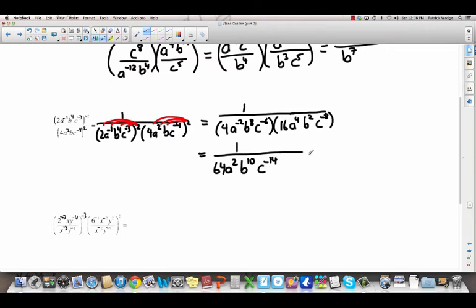Are we done? No, we don't want negative exponents. So we have one negative exponent here. It's right here. It's a flipping negative. So what's going to happen to that c to the negative 14? It's going to flip into the numerator. So it's now c to the 14th over 64a squared b to the 10th.